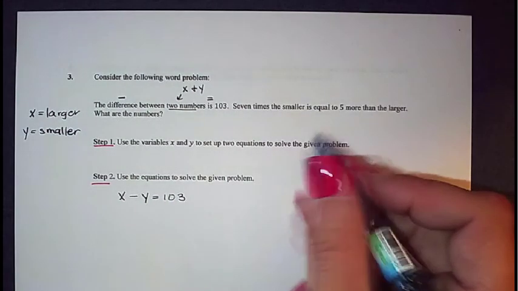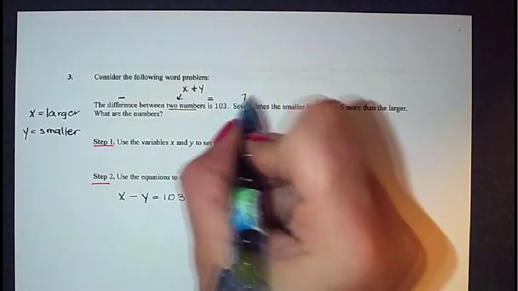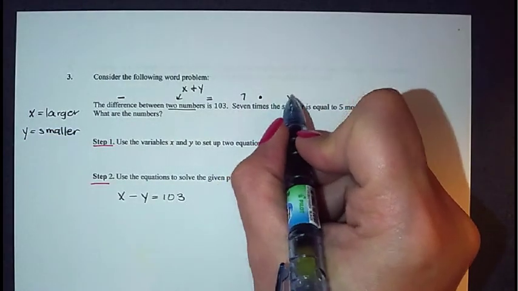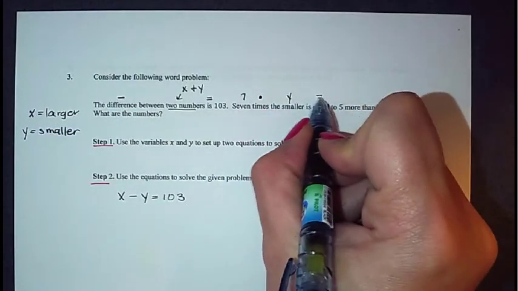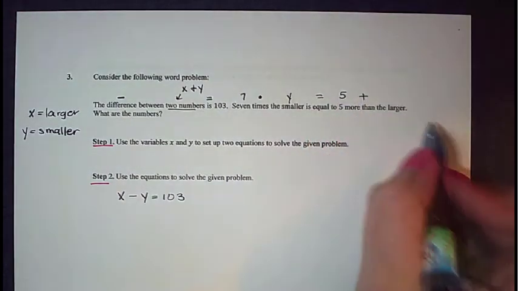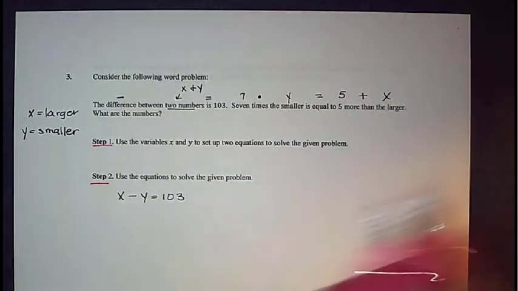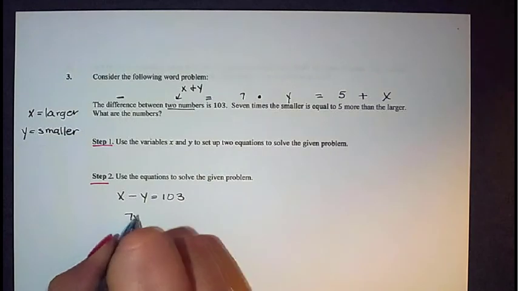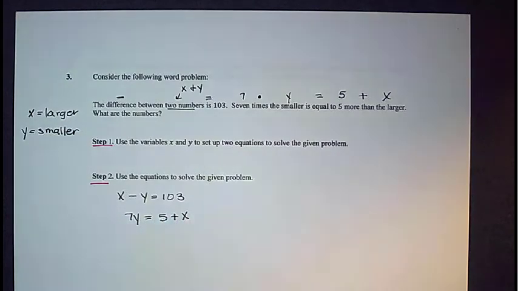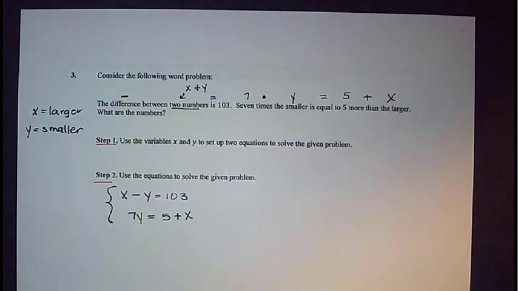Okay, so now our second one, it says 7 times the smaller. So 7 times, and remember we labeled our smaller value as our y, so that's going to be y, is equal to 5 more than means plus the larger. Well, remember we labeled our larger as the x, so that's our second equation. So we have 7y equals 5 plus x. And there's our two equations we're going to use to solve this problem.